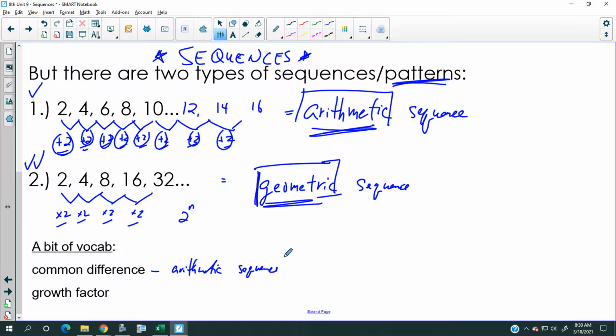So this is kind of like the increments, okay? Common difference is the increments of one number to another. The second one, for these numbers, is the same number that you multiply over and over as the terms progress. We call that a growth factor.